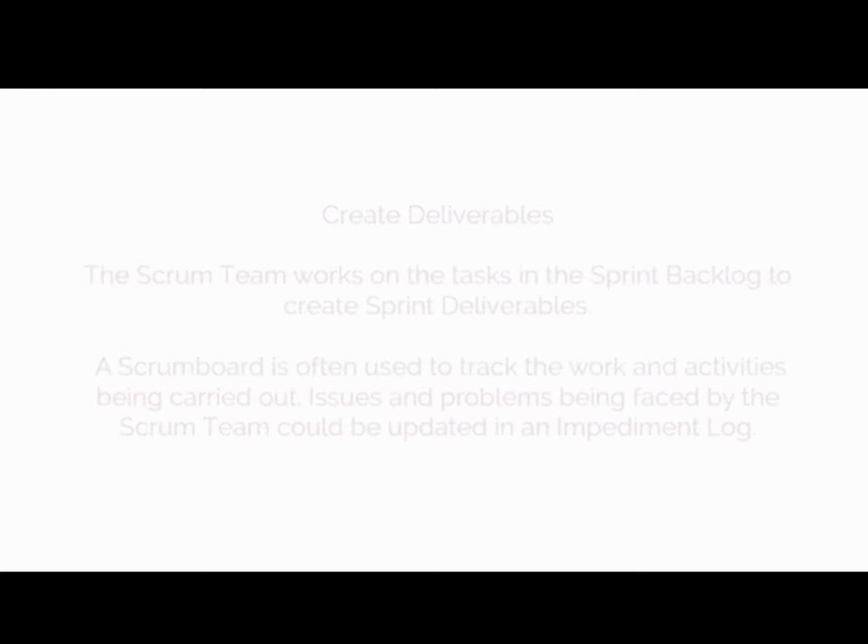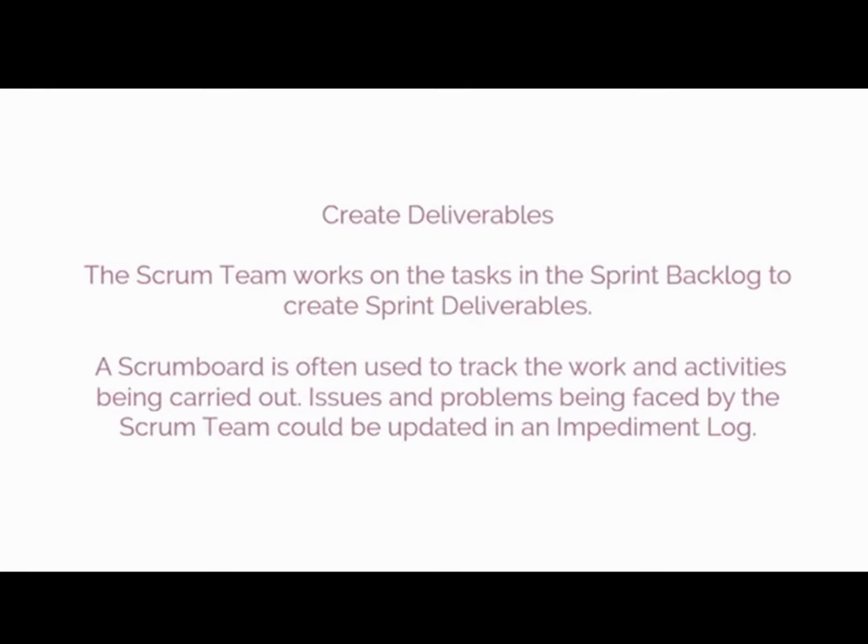We need to throw more light on the overview of the implement phase processes. Let's understand them one by one. The first process in sequence is create deliverables. In this process, the Scrum team works on the tasks in the sprint backlog to create sprint deliverables. A Scrum board is often used to track the work and activities being carried out. Issues and problems being faced by the Scrum team could be updated in an impediment log.